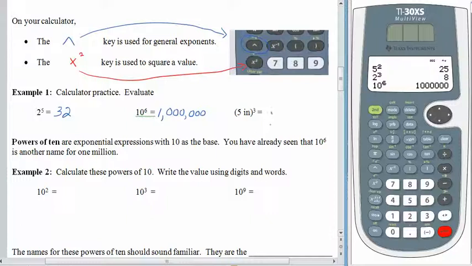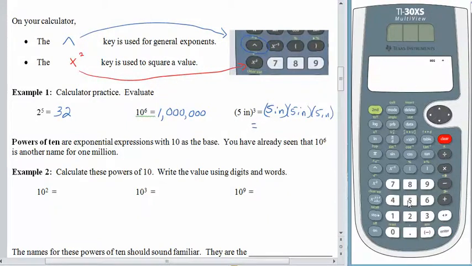5 inches whole thing cubed, that would be 5 inches times 5 inches times another 5 inches. So we would need 5 times 5 times 5, that's 5 raised to the 3rd power on our calculator.